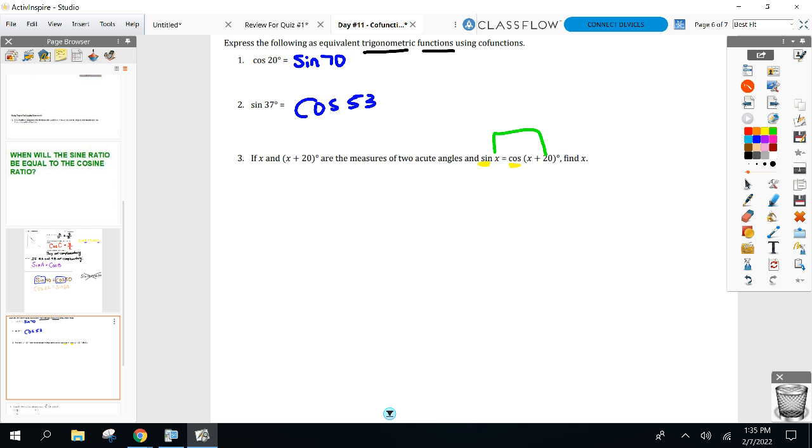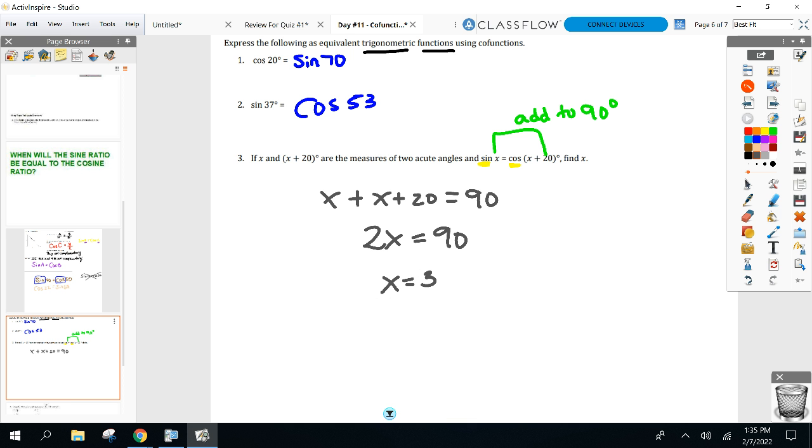They have to add up to 90 degrees. If you see sine and cosine are equal, that must mean their angles are complementary. So x plus the other angle, x plus 20, equals 90. Again, sine and cosine are only equal if the angles add to 90. Cofunctions. So go ahead and solve this. 2x equals 90, x equals 45? How about 70? Wait, 2x plus 20 equals 90, so 2x equals 70. x equals 35.